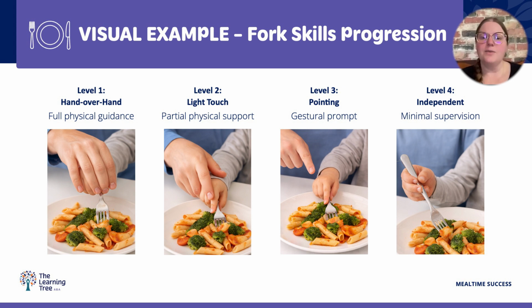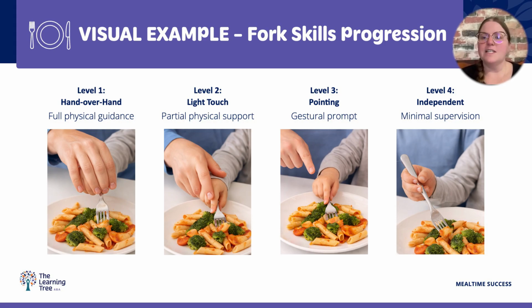In level 3, we have pointing, which we call a gestural prompt. We are pointing towards the plate to suggest to the child that they can take the fork themselves and bring that to the plate. If they need any help with a certain food, maybe they're having some difficulty, the adult can come in, help them, and then back off on that prompt. The child can bring the fork to their mouth. If they need any help, we can use that pointing prompt.